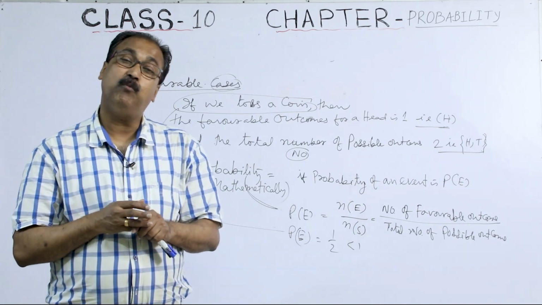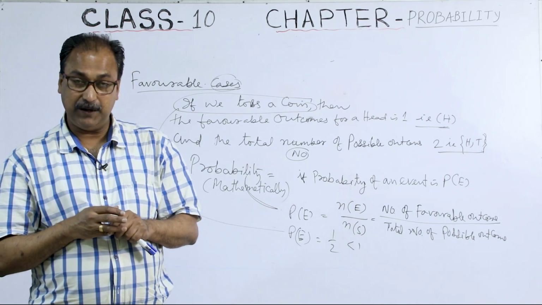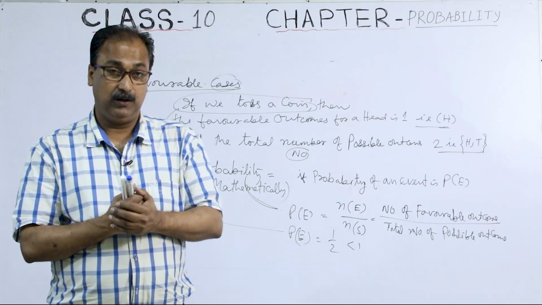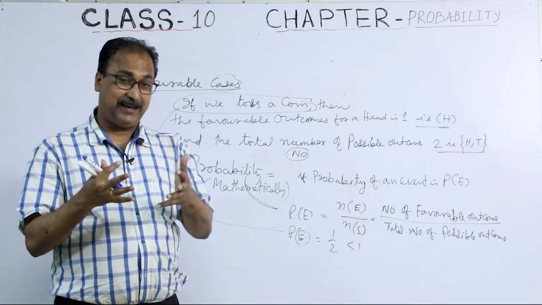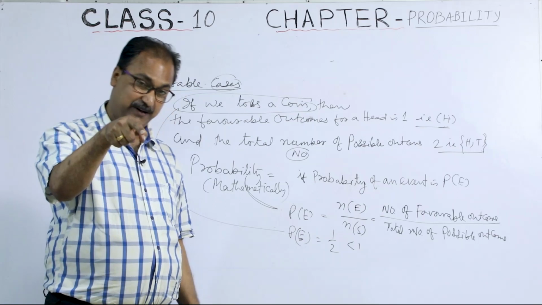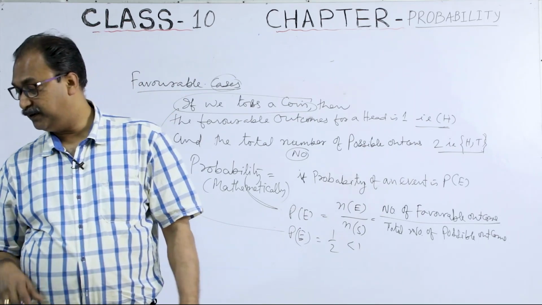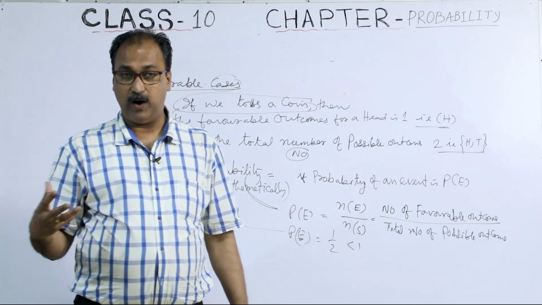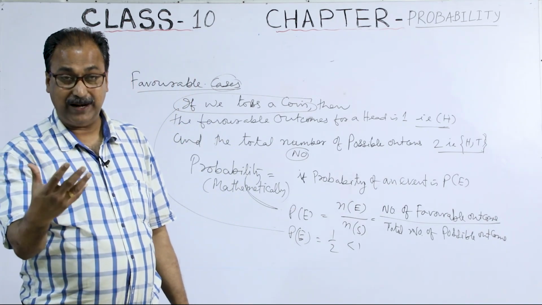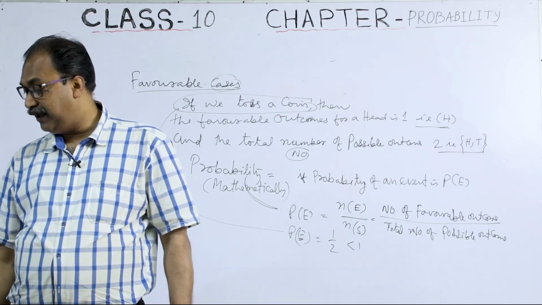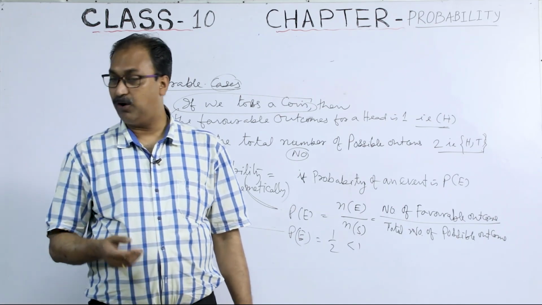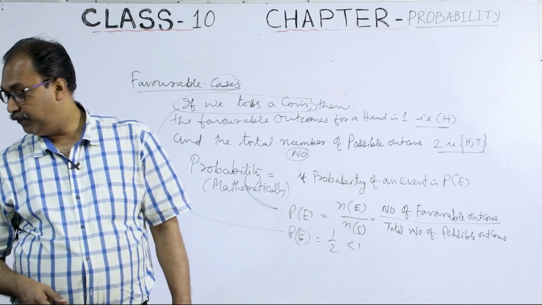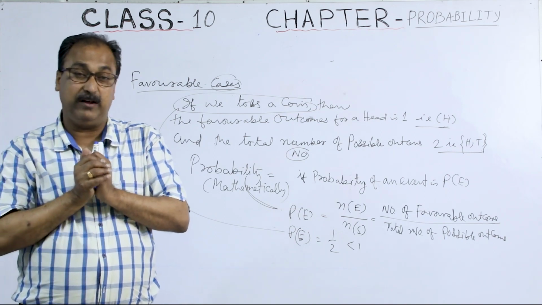Such an event that cannot occur, with 0 probability, is called an impossible event. Okay, I repeat, what is an impossible event? When what you supposed to get does not occur, the probability will be 0, and such an event is called an impossible event. Now, suppose the probability of an event is 1. Then the event certainly occurs, and such an event is called a sure event.